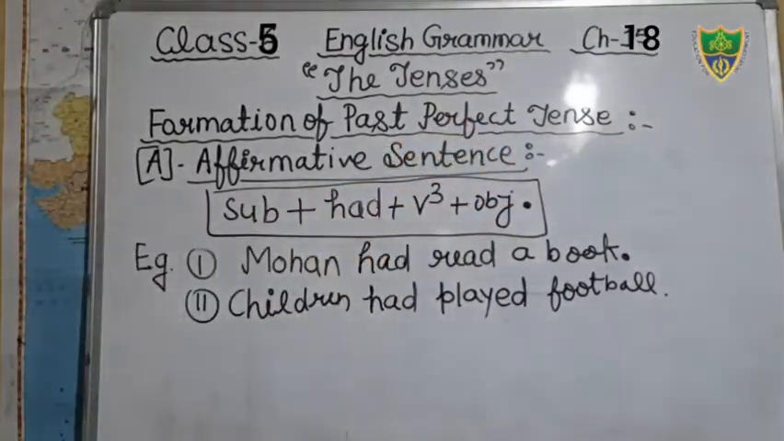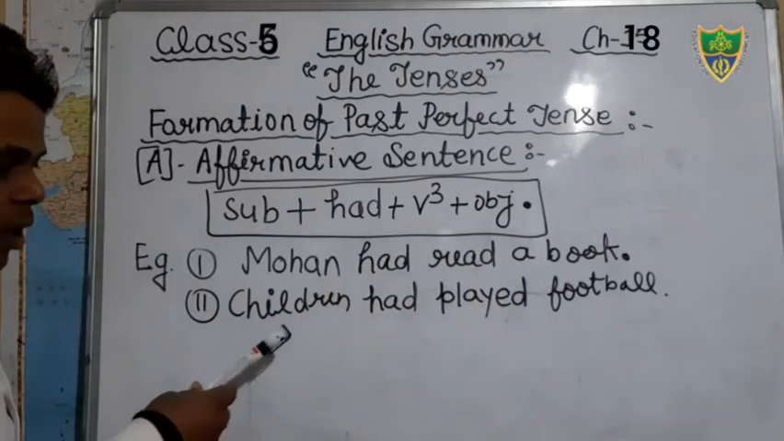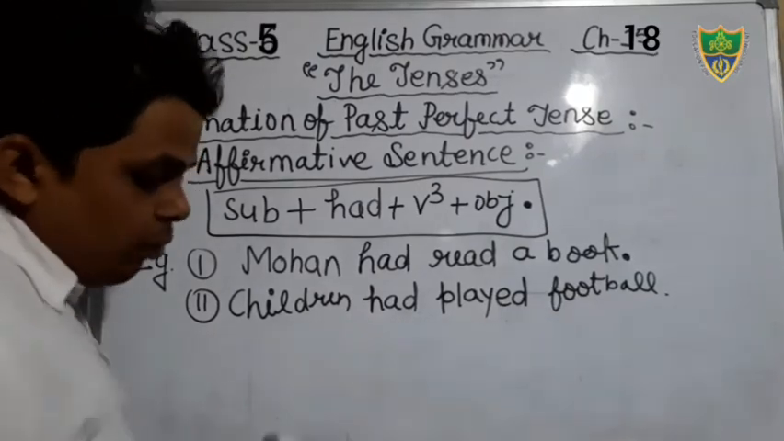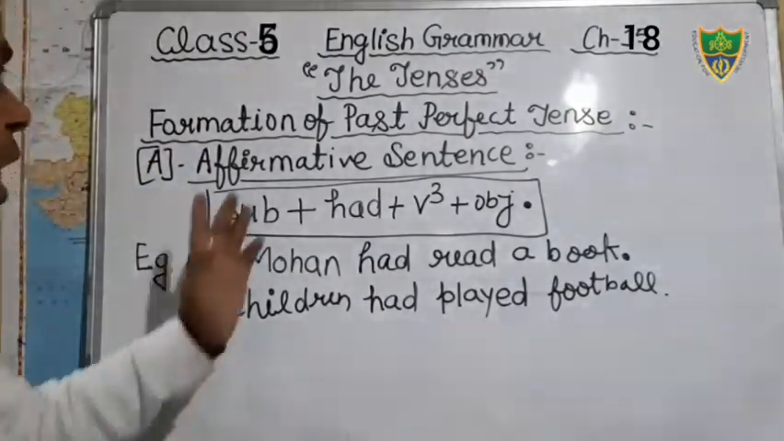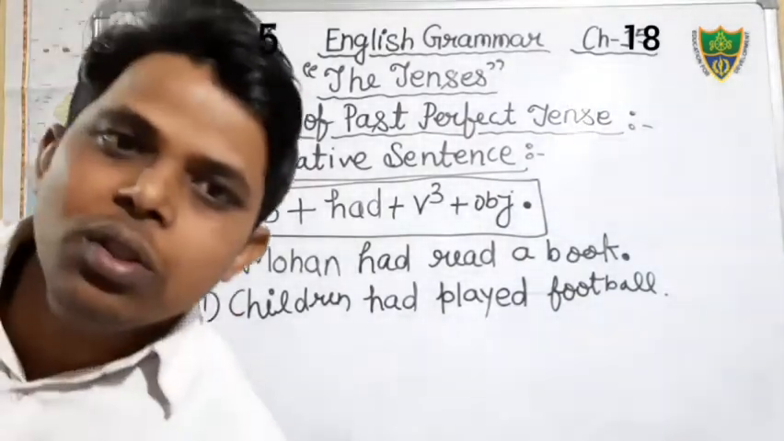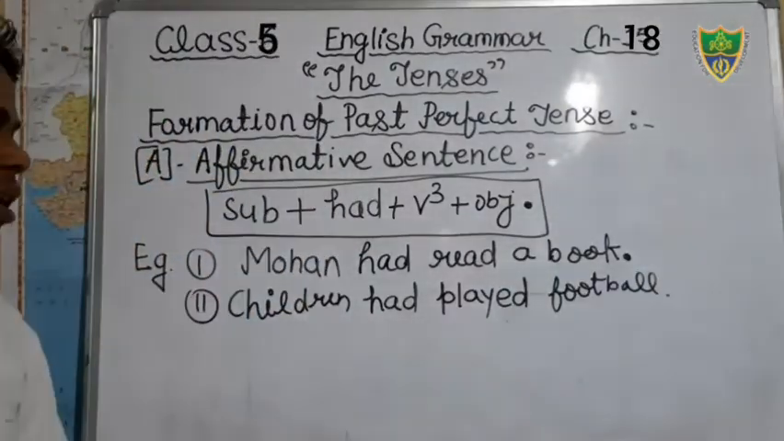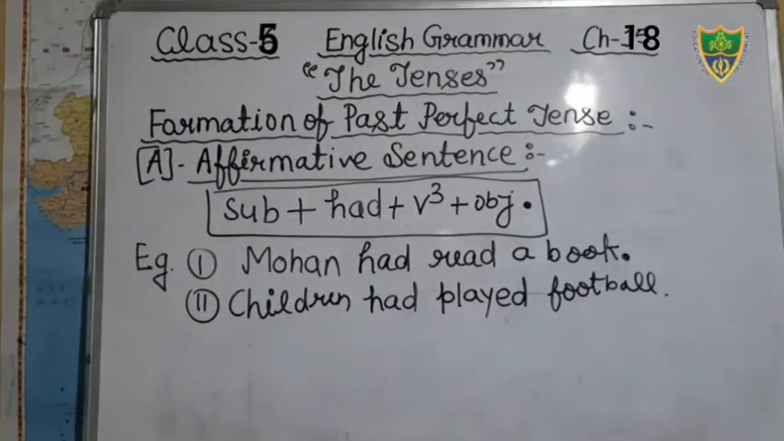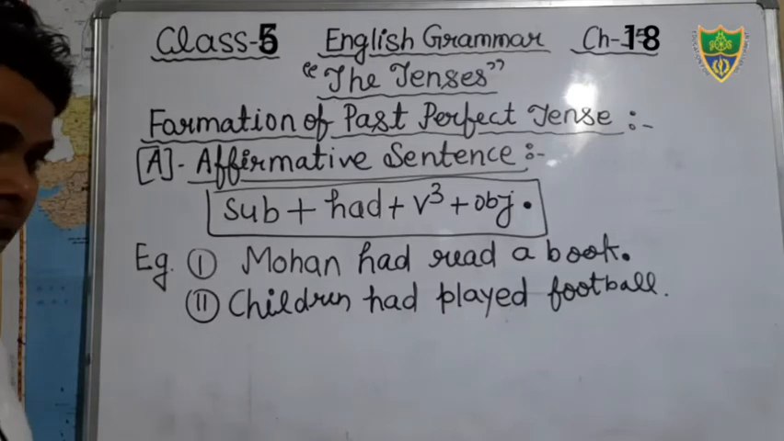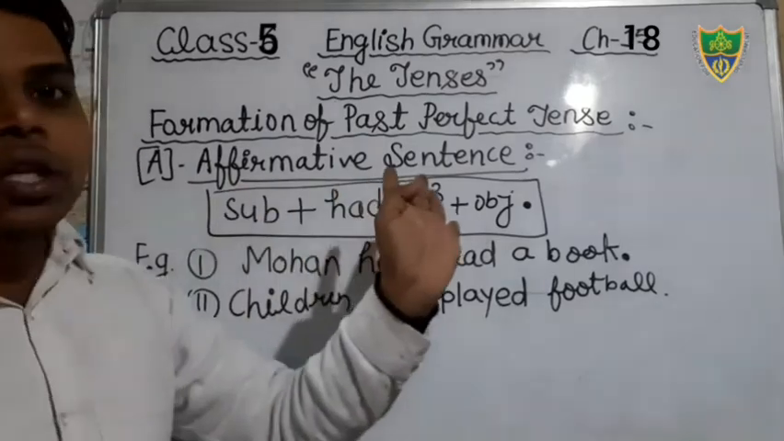And on the basis of this structure, I have formed two sentences here on the board. You can also write from there. Mohan had read a book and children had played football. Okay, students, I hope that you all have understood. And now you write it in your notebook, or you may also take a screenshot. Now we will discuss the next form, that is the negative form, that is negative sentences.